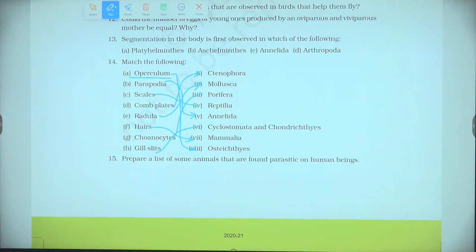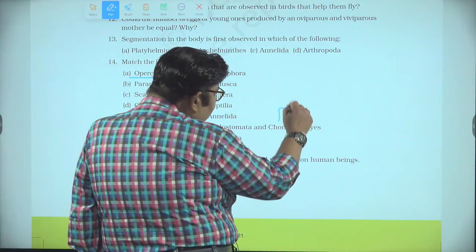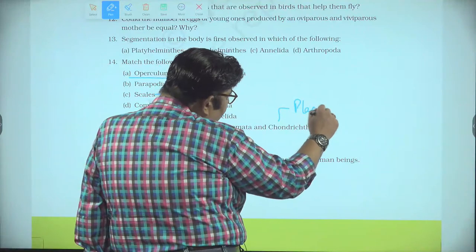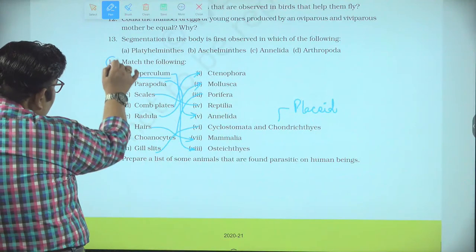But why did I not match these scales with the sixth one? Because in the sixth there is cyclostomata, and in cyclostomata there are no scales. Yes, chondrichthyes have scales, and their scales are placoid scales. Okay, I think this is a good question.